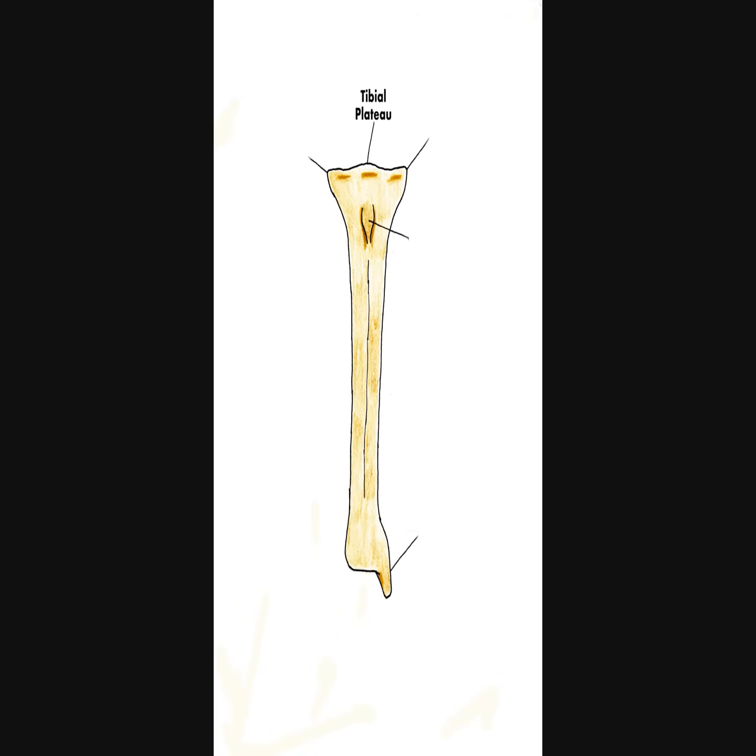Okay, just below the tibial plateau, we have what are called condyles. The condyles of the tibia articulate with the same condyles you find on the femur. So on the medial side of the tibia, we have the medial condyle. And the medial condyle articulates with the medial condyle of the femur. There are no epicondyles on the tibia, only condyles.